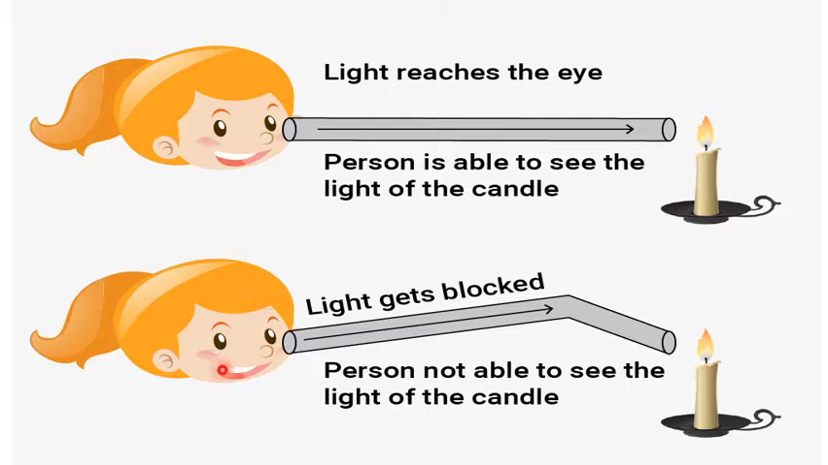While on the other hand you can see that light gets blocked. Why? The person is not able to see the light of the candle. Because we know that light travels in a straight line and the object through which this girl is trying to look at the candle is bent over here, right? This is how the light cannot reach. So we can say that light travels in straight lines.